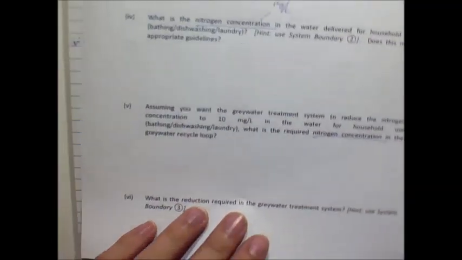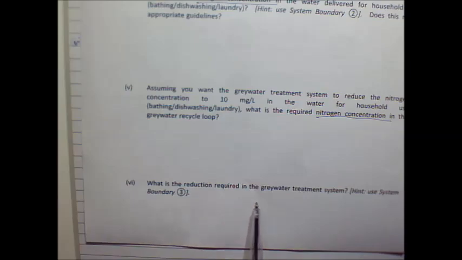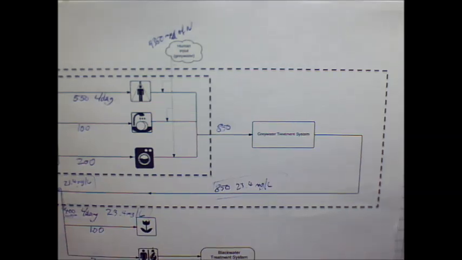Okay, and the last question, what is the required reduction in the grey water system? Use boundary 3. So how much are we removing out of the grey water treatment system? So for this part of the question, we know that we need 18.9 to come out of here.